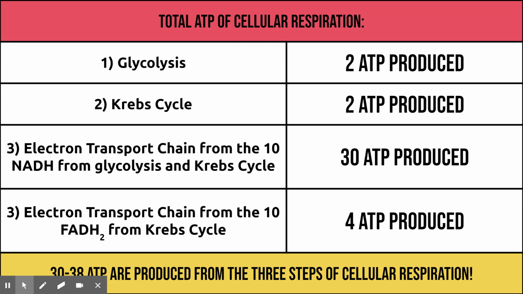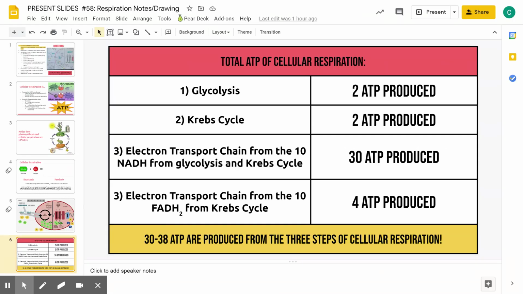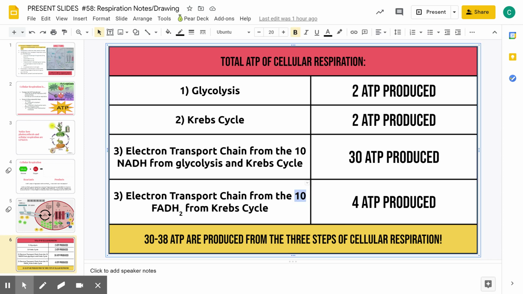So in total, 30 to 38 ATP are produced during all 3 steps of cellular respiration. 38 would be if all the energy is saved and none is lost. Sometimes some energy is lost because not everything makes it to the membrane, or some ATP gets used in the process to move molecules around, which is why 30 to 38 is more accurate, because sometimes energy is lost in the process.